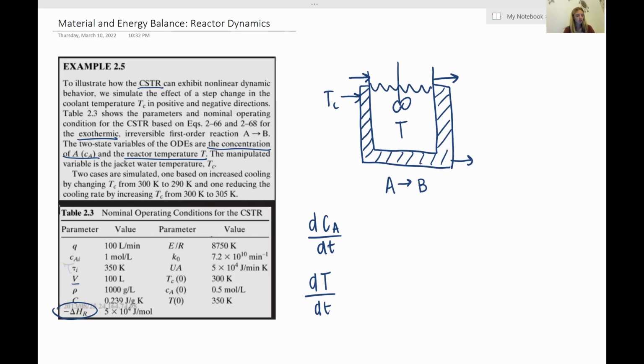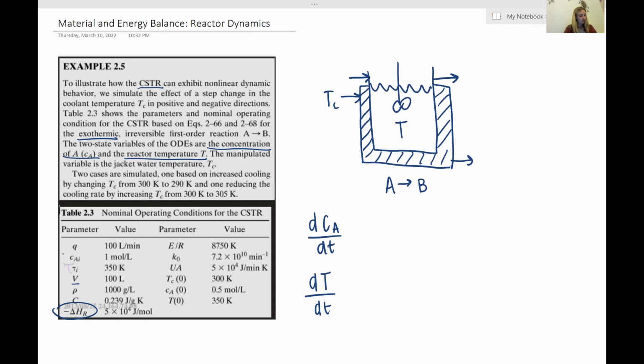So if we look at our parameters that were given over here, we can see we have a Q, and that's in liters per minute. So we know that Q is going to be our flow rate in and out of the tank. Since we're only given one flow rate, we're just going to assume that our Q in is going to equal our Q out.